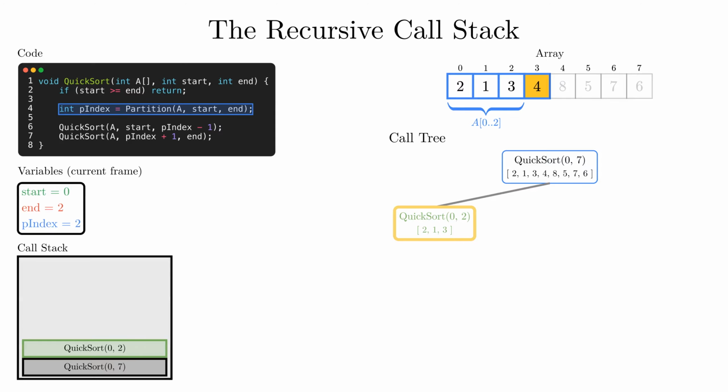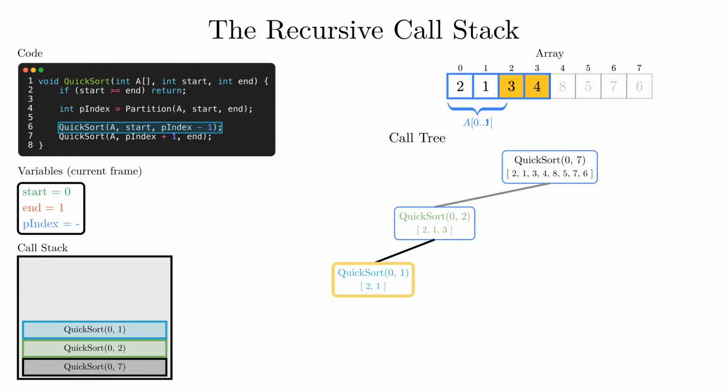Its partition locks 3 at index 2. It recurses left into Quicksort 0 to 1. Quicksort 0 to 1 is pushed on top, and we enter it. Partition swaps 2 and 1, locking 1 at index 0. The subarray becomes 1, 2. Now its left child. Quicksort 0 to -1.